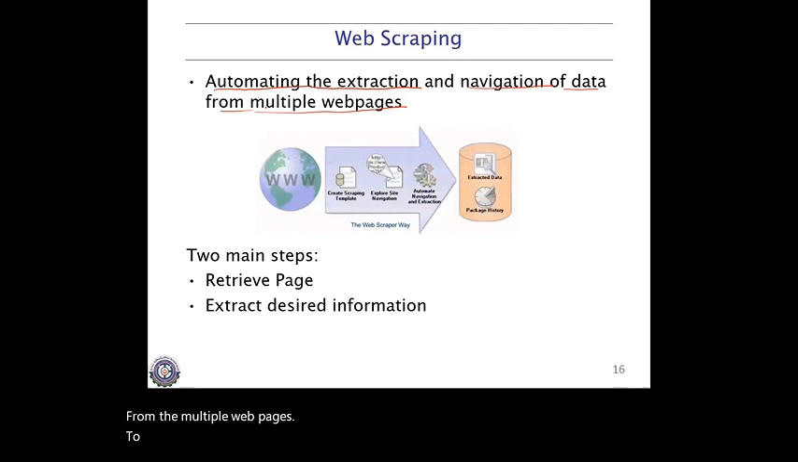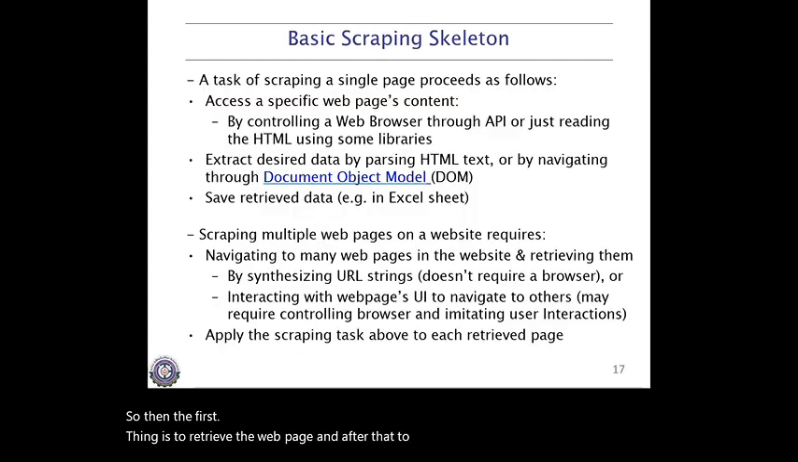There are two main steps in web scraping. The first one is to retrieve the page. Of course, you have to find the page that you want to extract. Then, after you get and browse the page, you can extract the desired information. So first retrieve the web page, and after that extract the desired information.